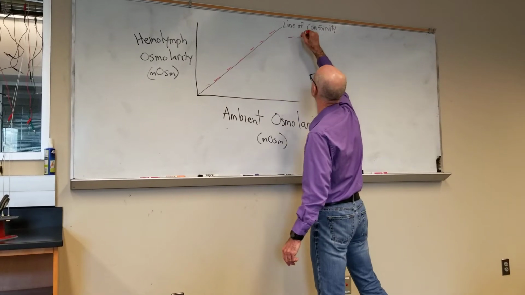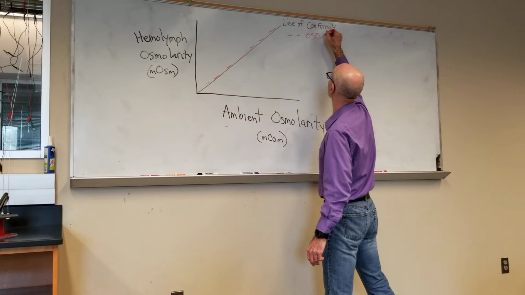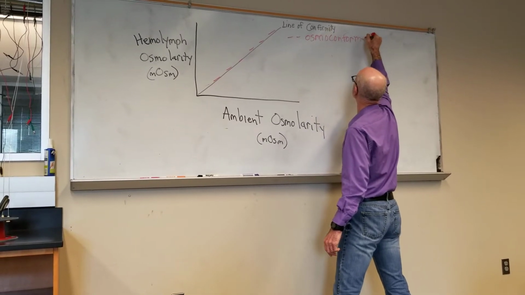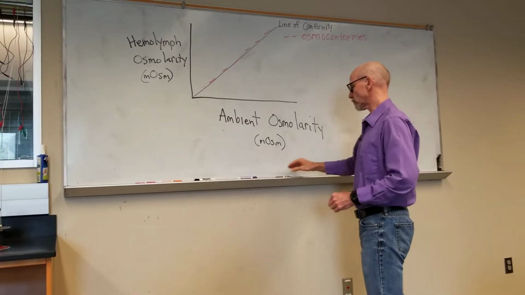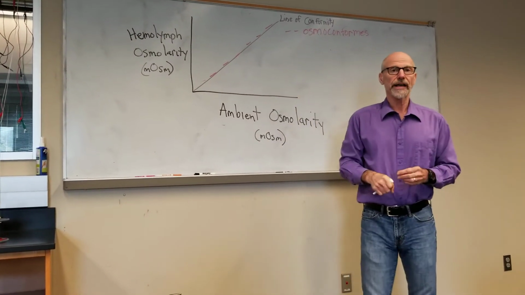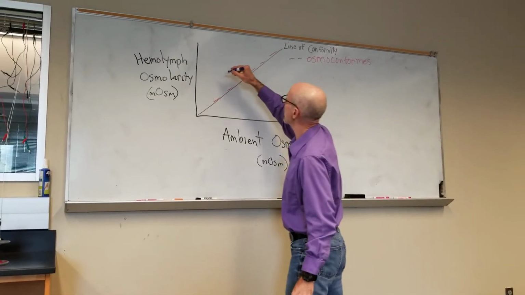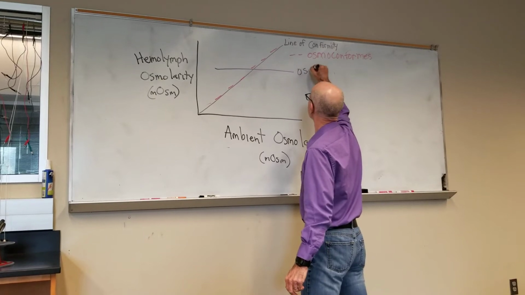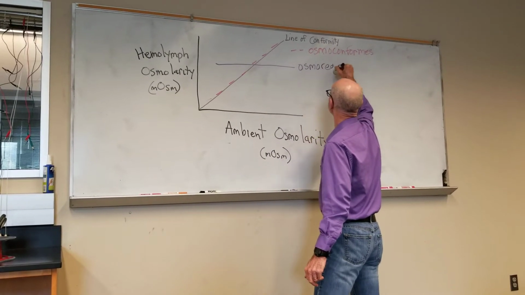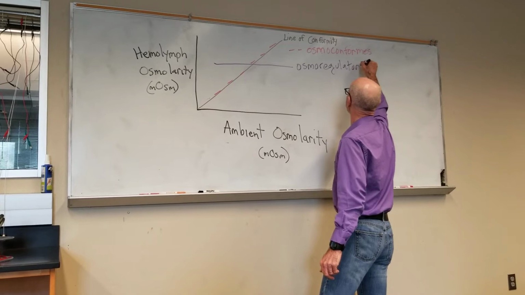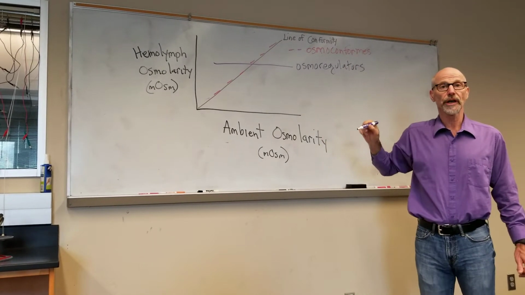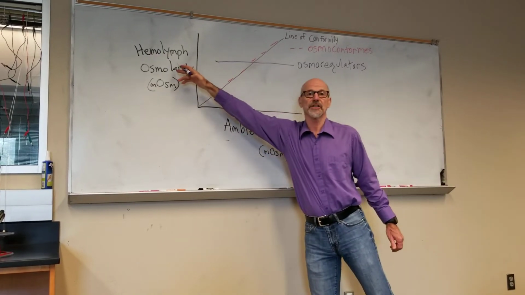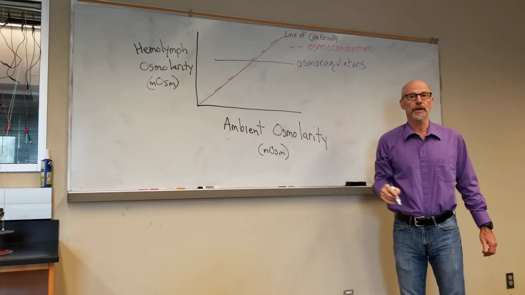So we'll make this osmoconformers, and osmoregulators are animals that maintain a constant hemolymph osmolarity as the ambient osmolarity changes. This doesn't change. So it's a line with a slope of 0.